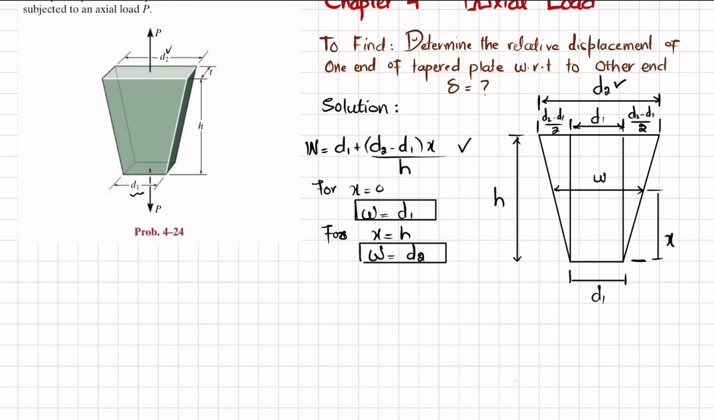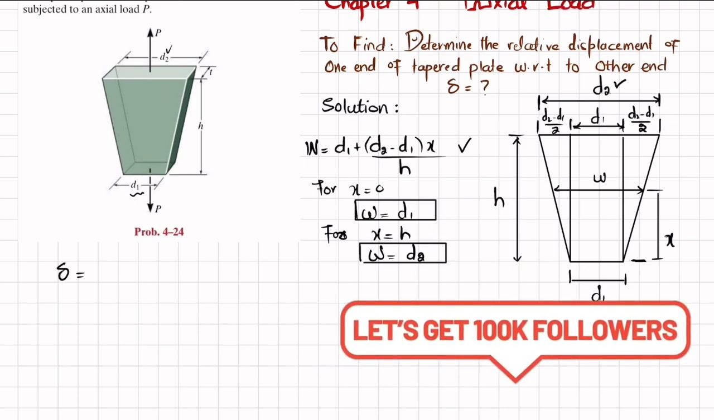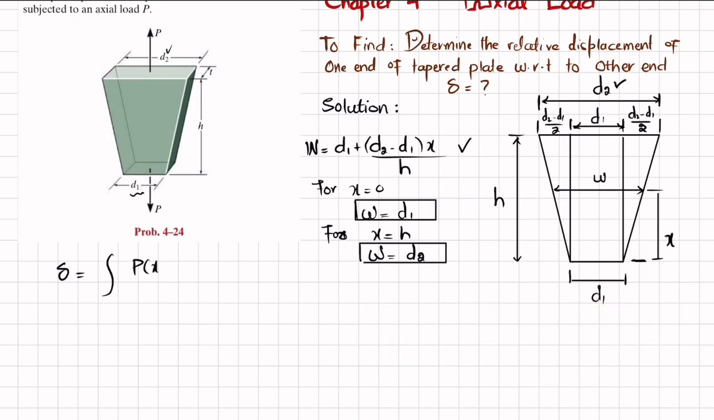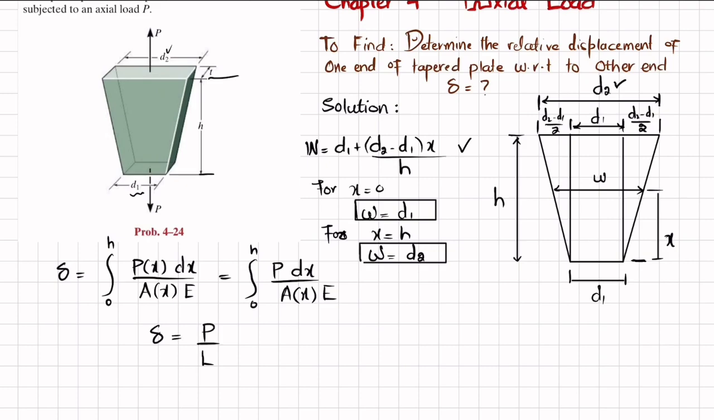Now we know that the elongation or deformation for this tapered portion will be equal to P into dx divided by Ax into E, for a small length dx, integrated over the length 0 to H. So 0 is at this point and H is at this point. So the integral from 0 to H of P dx divided by Ax into E. We will take out P and E as constants from the integral, so we are left with the integral from 0 to H of dx divided by Ax.